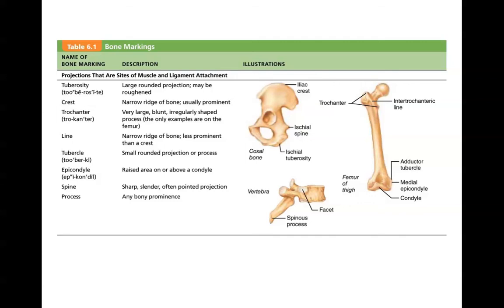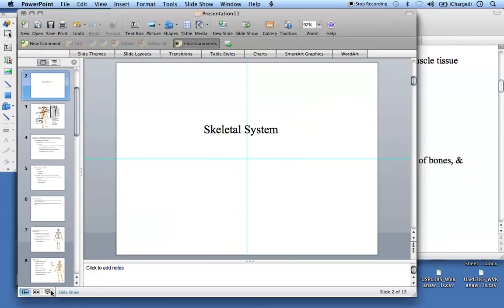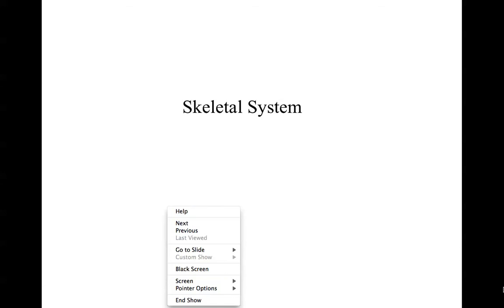into the A&P labs. And this diagram also shows other markings for bones. And that's it for this little section. We will be back again shortly.